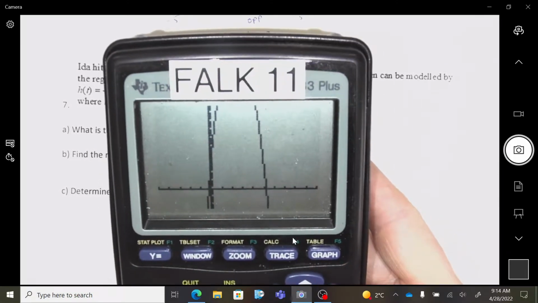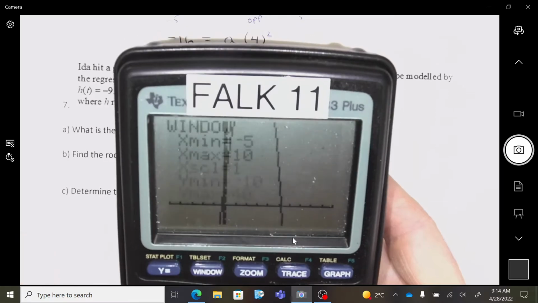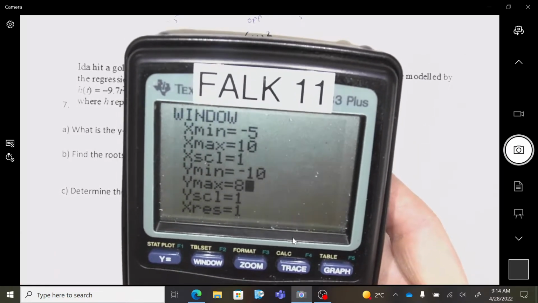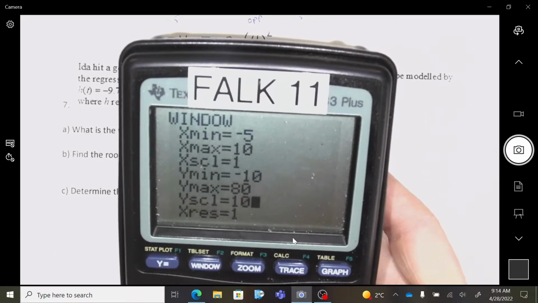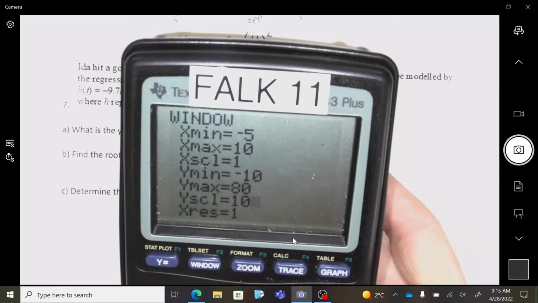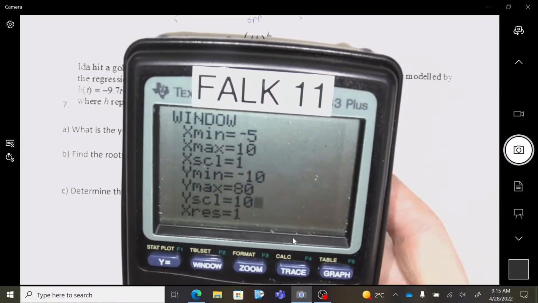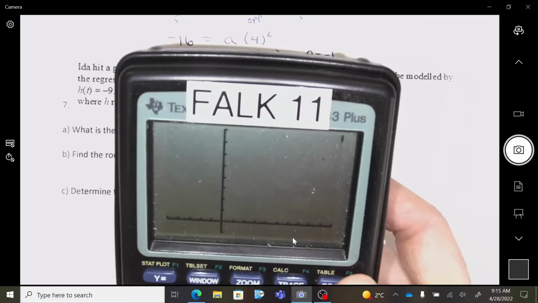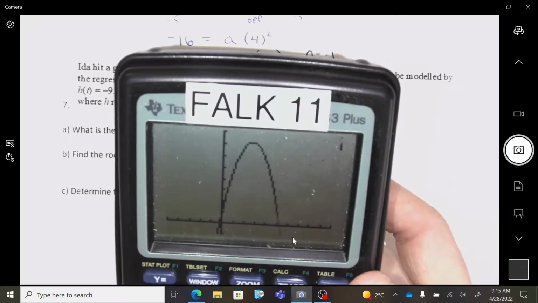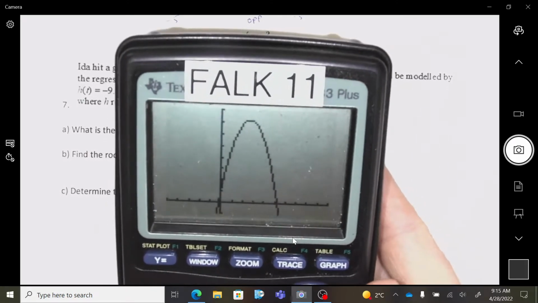Okay, so not quite. 80 works. So we'll go with 80. I think I'm just going to change my scale to a 10 because 80 is a pretty large amount to go up by ones. So that was an 80.